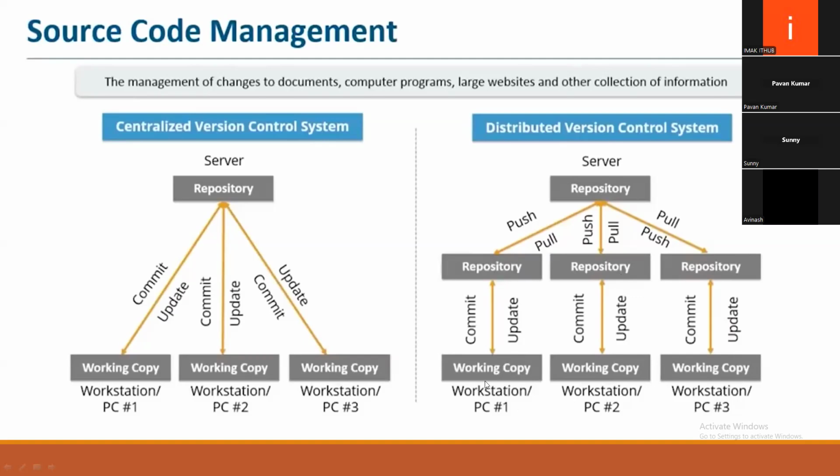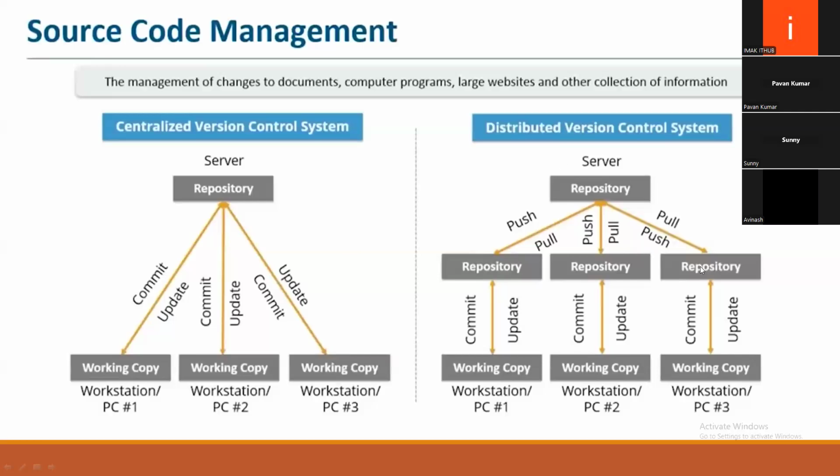So here you see, guys, working copy, working copy, working copy. This is your workstation, and this is the remote repository. What is this, guys? This is GitHub, GitLab, or Bitbucket, right? In the working copy, we commit and update to the local repository, then we push and pull to and from the remote repository. So there is a push and pull.